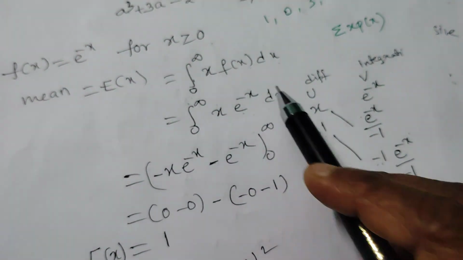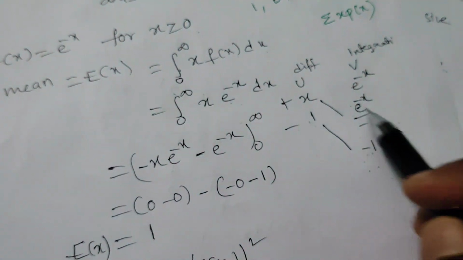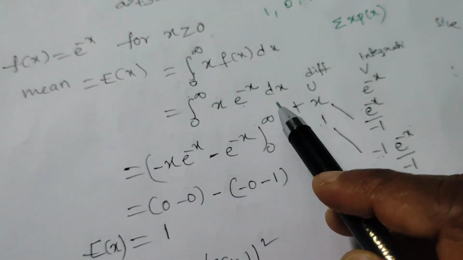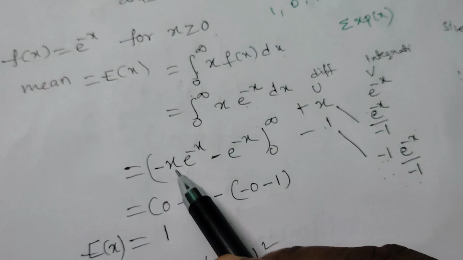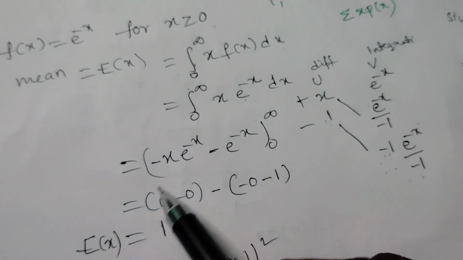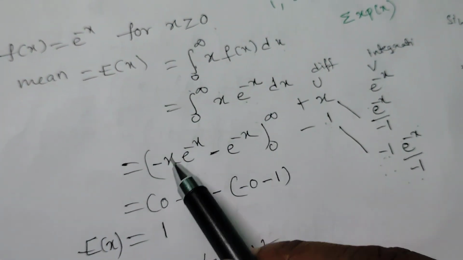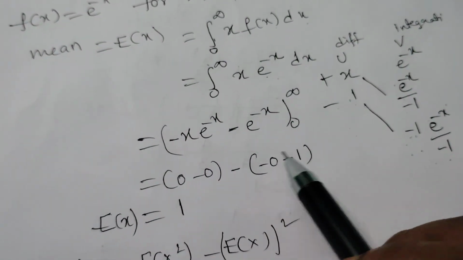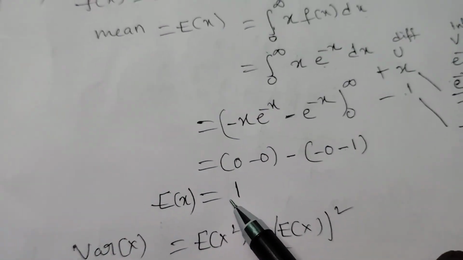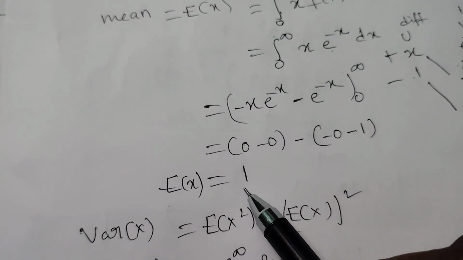Now substitute, instead of this total integration, we write these cross multiplication values. Now substitute the upper limit infinity, e power minus infinity is 0. That's why this total value is 0, upper limit is 0, minus lower limit 0 into something is 0, minus e power 0, and e power 0 value is 1. Minus into minus is plus. So E of x equal to 1. That means the mean value we got is 1.